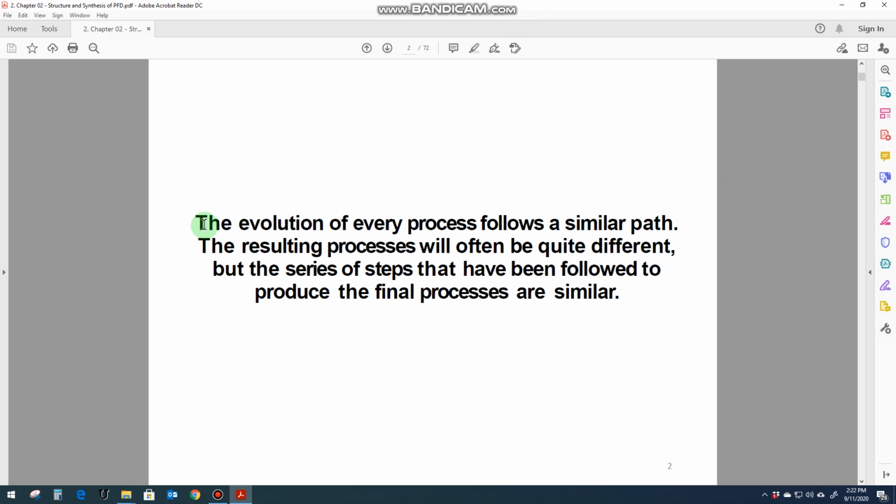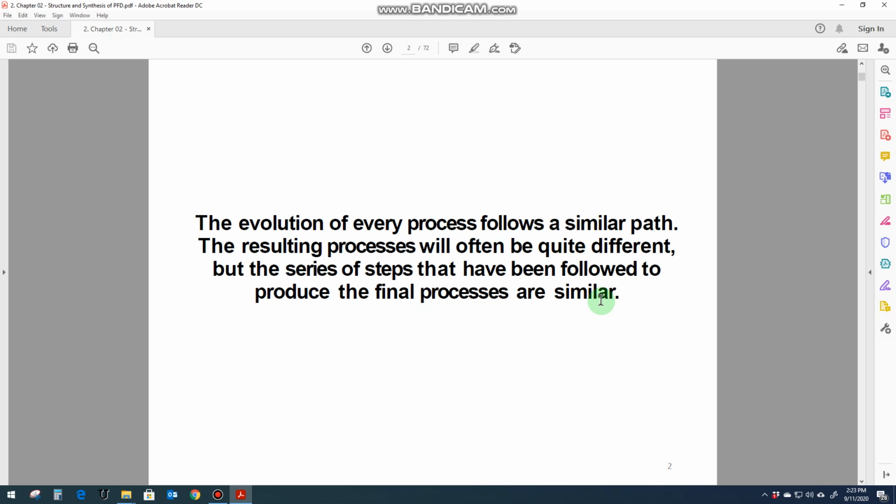This one is a statement: the evolution of every process follows a similar path. For example, you want to make one product, some fertilizer, so there are some key raw materials that are required to make a specific product, right? So this thing is very clear. Now, what are the other options that we can avail? The resulting process will often be quite different, but the series of steps that have been followed to produce the final processes are similar. So for making one product, there should be a fixed number of equipments that we need to have to make that product, right?